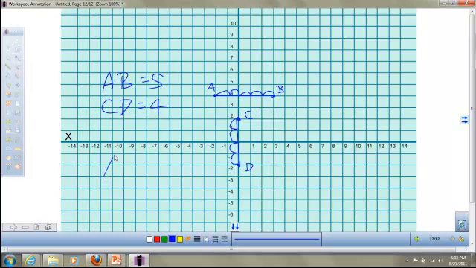So we can say AB is not congruent to CD. Okay? So there's that one.